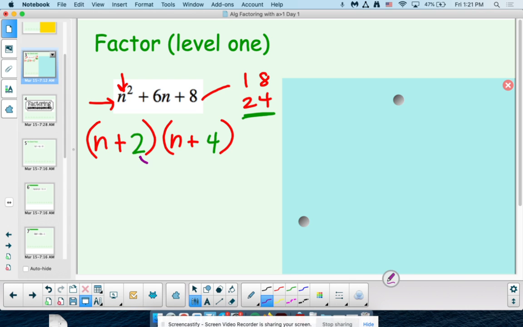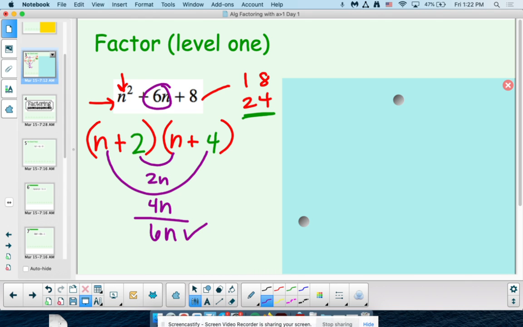But now we always check, right? And you only have to check the two middle ones. So that would be 2n, n times 4 is 4n. Together that gives me 6n. So things are looking pretty good because that's what we wanted here.